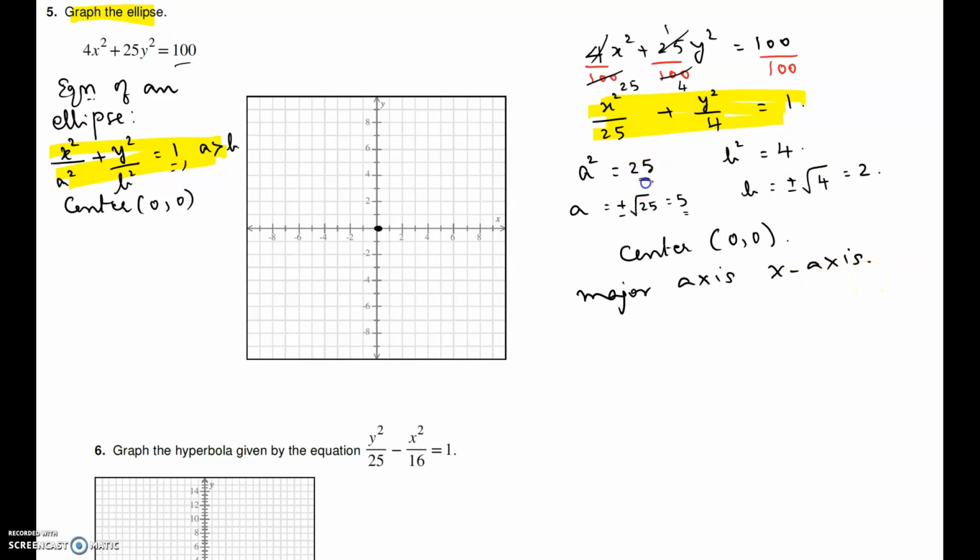So move 5 units to the right from the center. Move 5 units left from the center. Then move 2 units up along the y direction from the center. Move 2 units below the center. Now we have got all the 5 points to graph the ellipse. So the major axis is along the x direction.